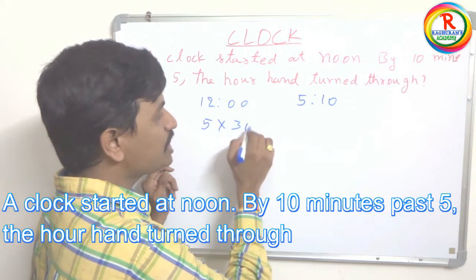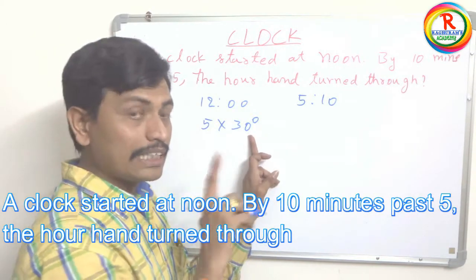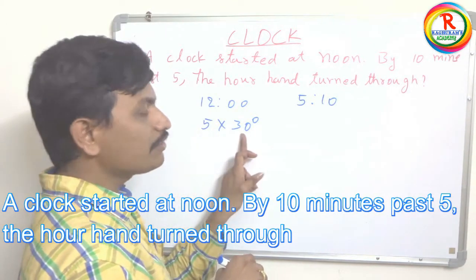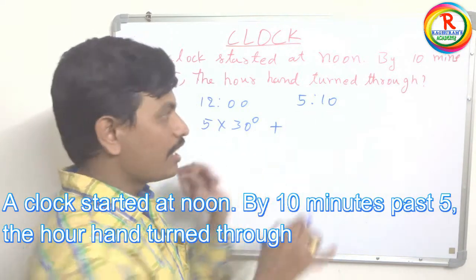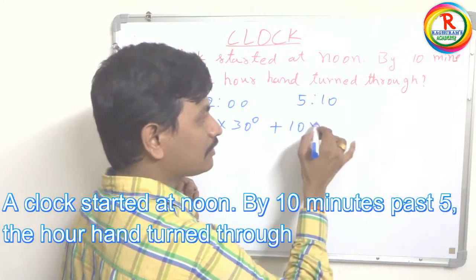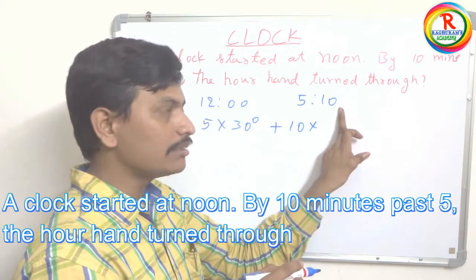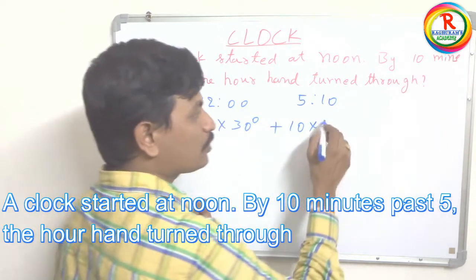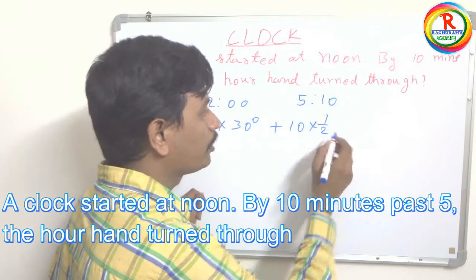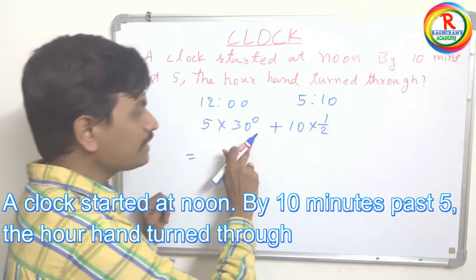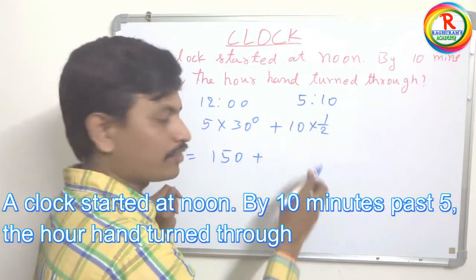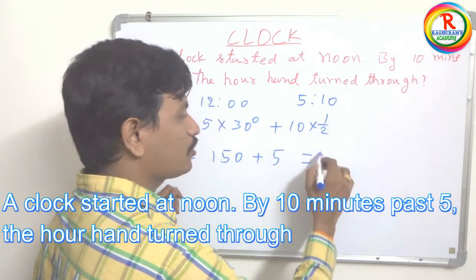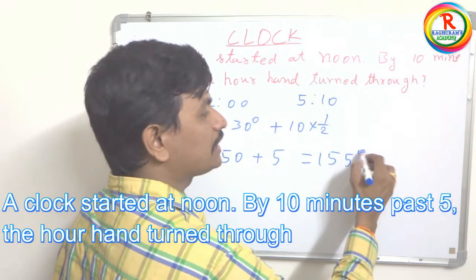5 into each hour, the hour hand moves 30 degrees. So 5 into 30 degrees plus 10 minutes. In each minute it moves how many degrees? Half a degree. So 10 into half. 5 30s are 150 degrees, plus 10 into half, which is 5. So 155 degrees.